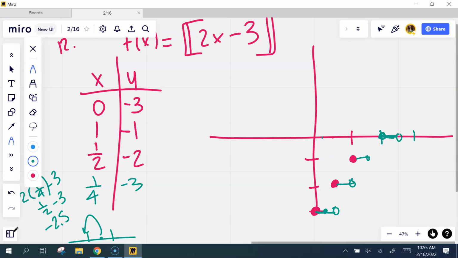Anything else? Oh, domain. The range is integers, the set of all integers.